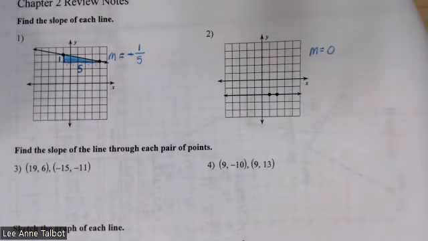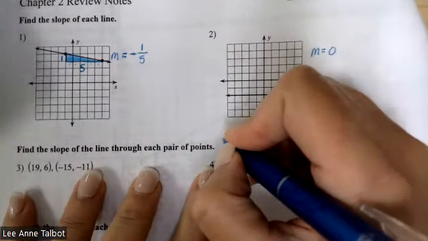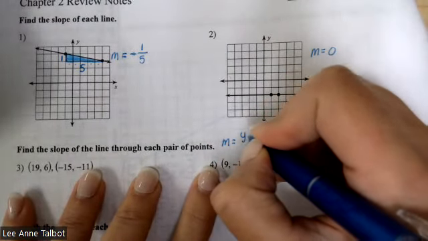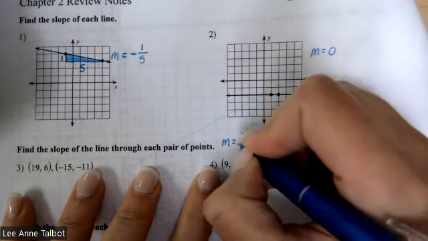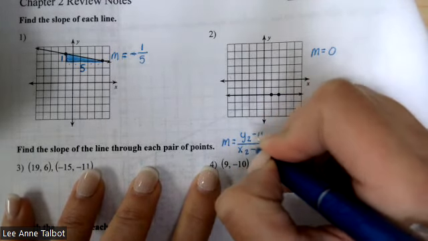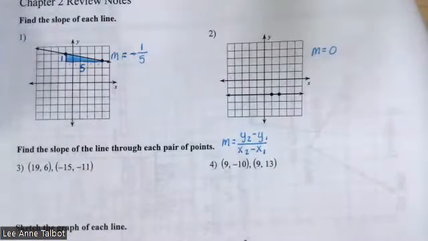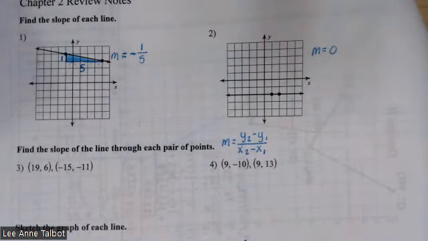Find the slope of the line through each pair of points. Okay, so this requires a formula. M equals y2 minus y1 over x2 minus x1. And that would be something I would make sure to put on my note card for my test. Even if I was really good at these, sometimes when you start to take a test, your brain just goes like, was it Y's? Was it X's? I don't remember. So this is why we have a note card.